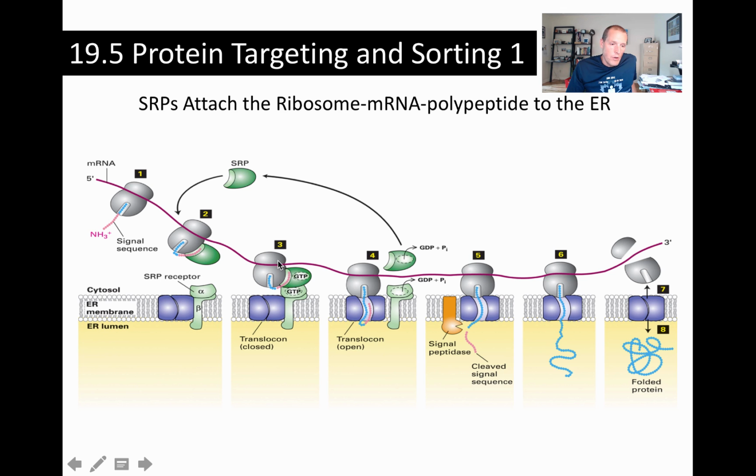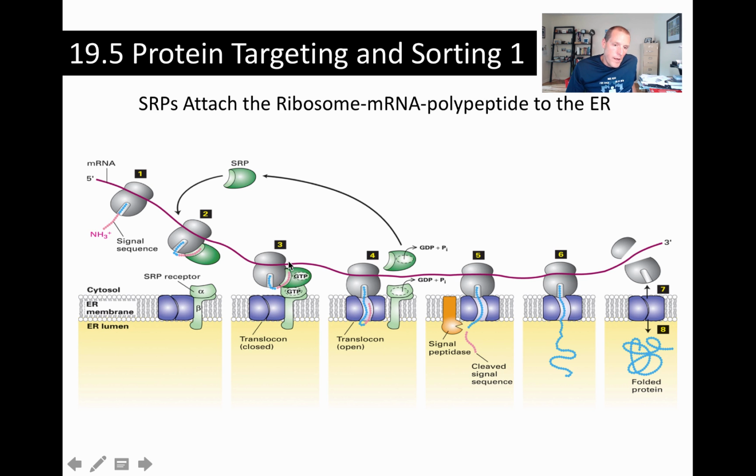So we're here, we've got docking occurred here. And then that interaction is reinforced by the binding of GTP to SRP and GTP to the alpha subunit of the SRP receptor. So this kind of locks everything in place. Then we have transfer of the nascent, or the growing, polypeptide into a pore in the membrane, and this purple protein here is called the translocon.